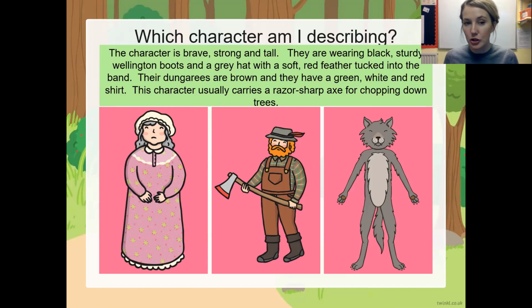The character is brave, strong and tall. They are wearing black, sturdy Wellington boots. I've made an expanded noun phrase to describe the Wellington boots, so black and sturdy. Black, sturdy Wellington boots and a grey hat with a soft red feather tucked into the band. Their dungarees are brown and they have a green, white and red shirt. This character usually carries a razor-sharp axe for chopping down trees. So I'm talking about the woodcutter, aren't I? And I've tried to use adjectives like green and white. I've definitely got the capital letters and full stops that we were looking for.